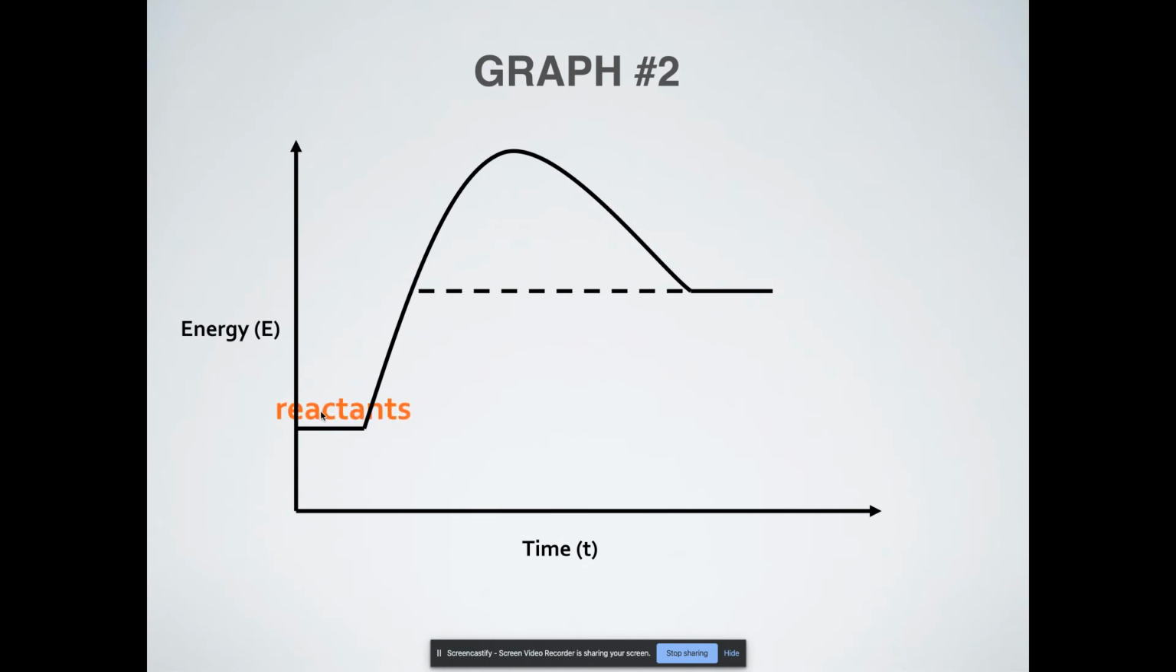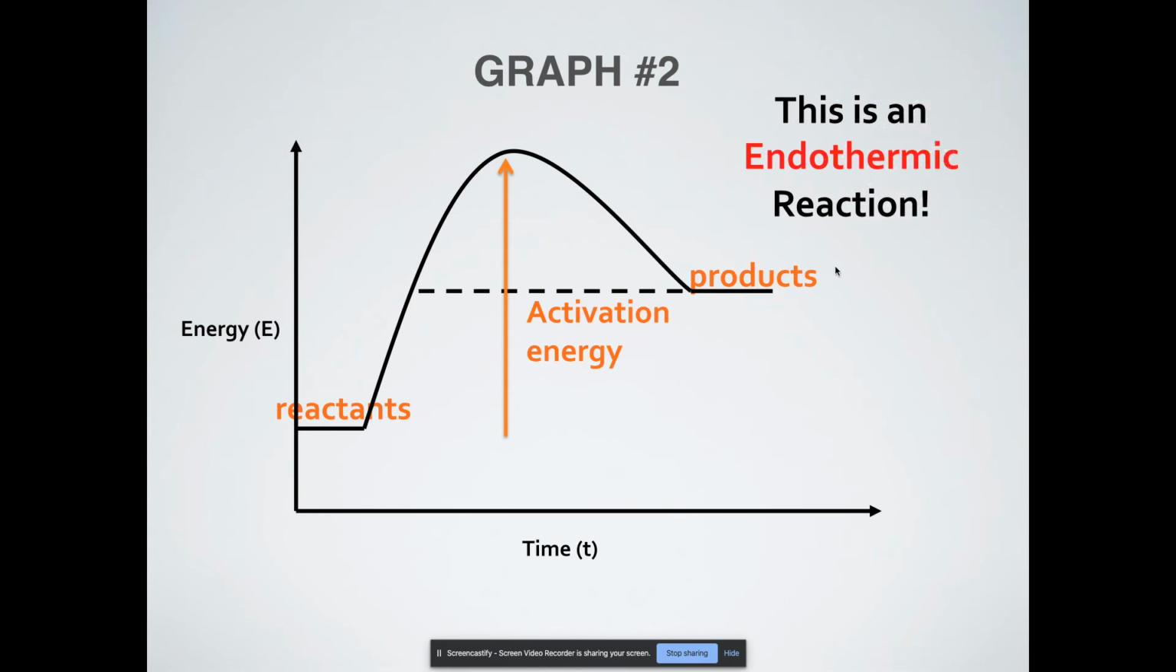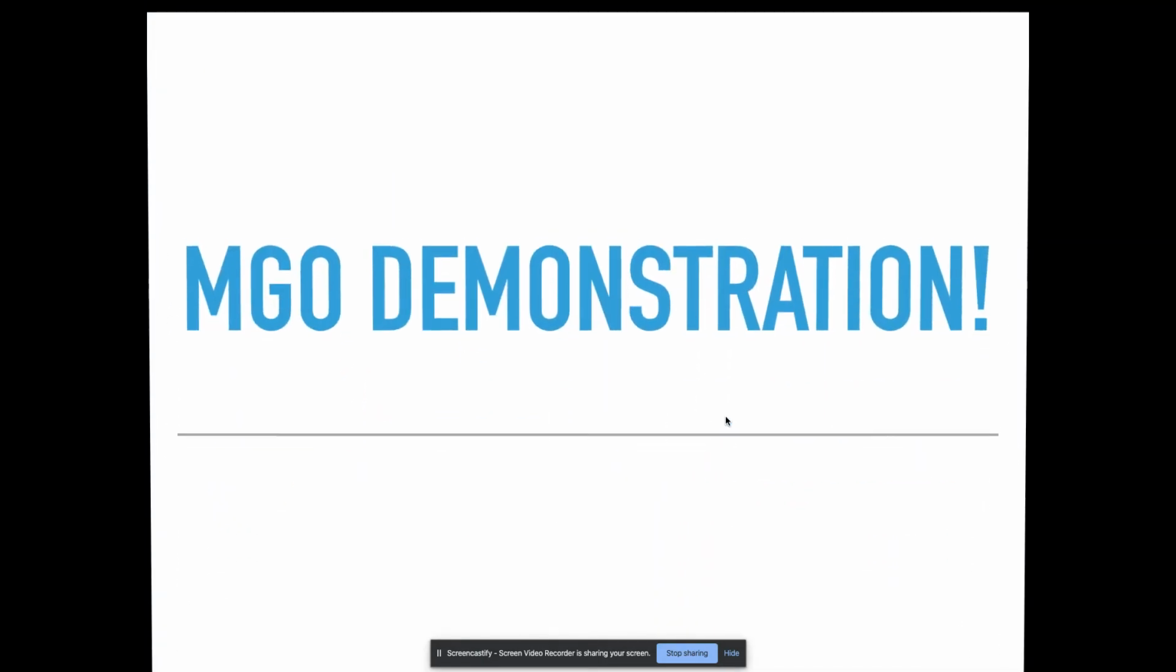Graph 2, reactants on the left, products on the right. Activation energy is this huge thing. This is what we call an endothermic reaction. Boom, we have a demo, but you're not in class, so.